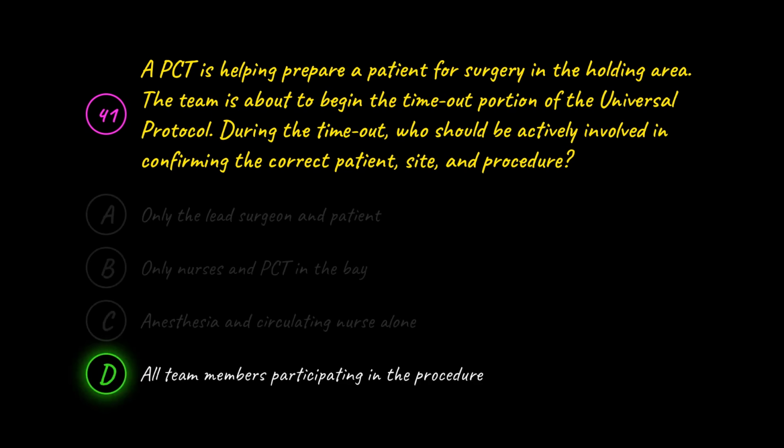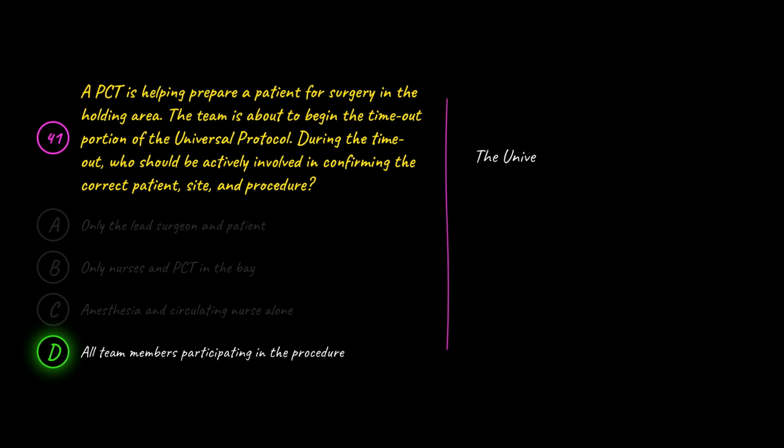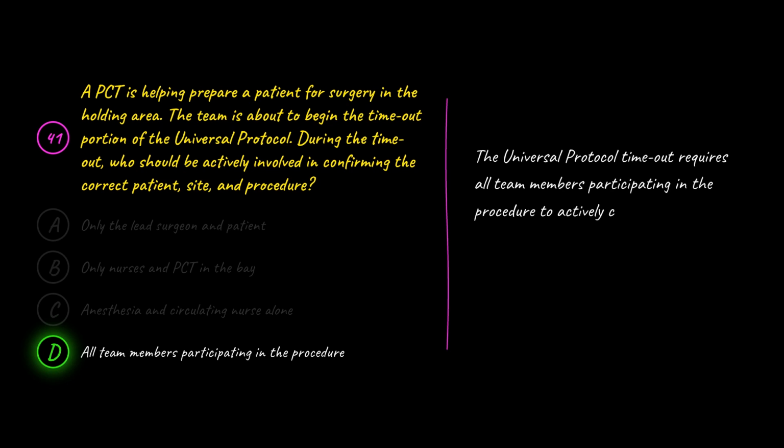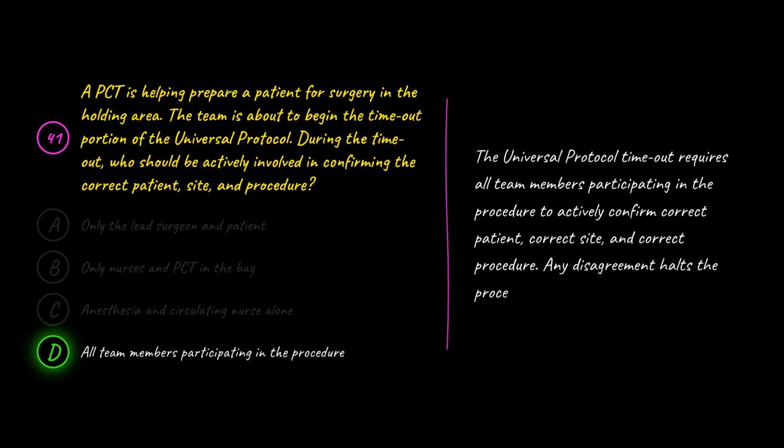The correct answer is D. All team members participating in the procedure. D is correct because the Universal Protocol timeout requires all team members participating in the procedure to actively confirm correct patient, correct site, and correct procedure. Any disagreement halts the procedure until the issue is resolved.